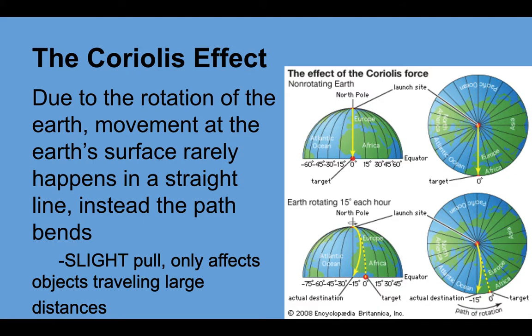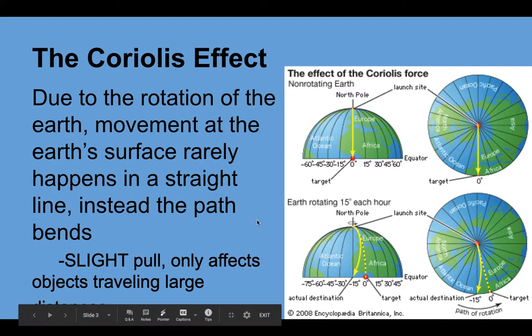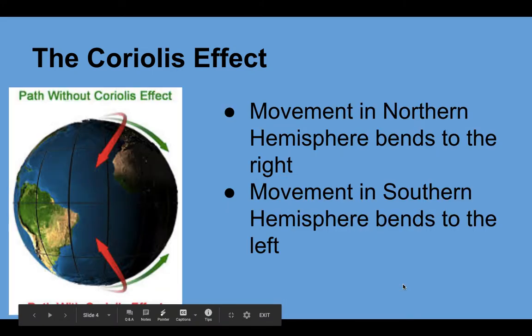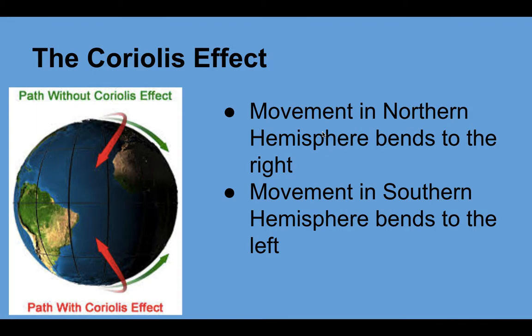There's a myth that in the northern hemisphere, if you flush the toilet, it goes clockwise, and in the southern hemisphere it goes counterclockwise. It's not true at that scale, but it is true that the ocean waters around Australia, in the southern hemisphere, do turn counterclockwise, whereas ours turn clockwise. So like I said, in the northern hemisphere it bends to the right, and in the southern hemisphere it bends to the left.